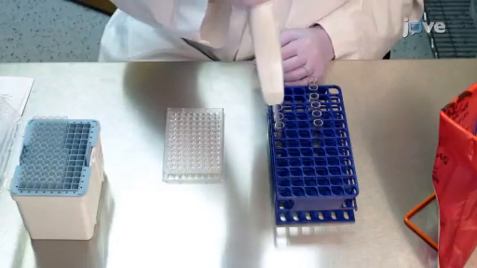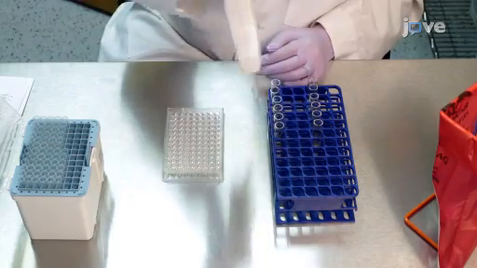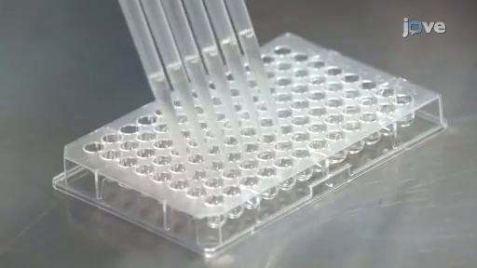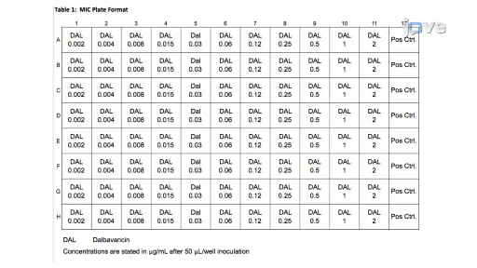Using a multi-channel pipette with sterile tips, dispense 50 microliters of each dilution of dalbavancin into the appropriate wells of the 96-well sterile microdilution panel. The MIC plate format allows 8 inocula to be tested per plate.